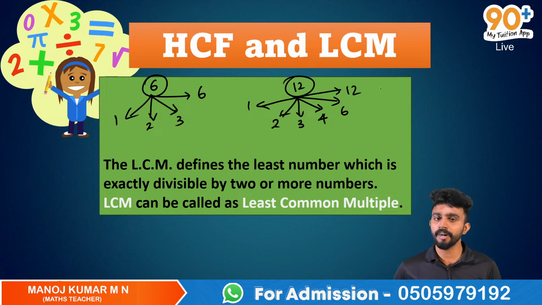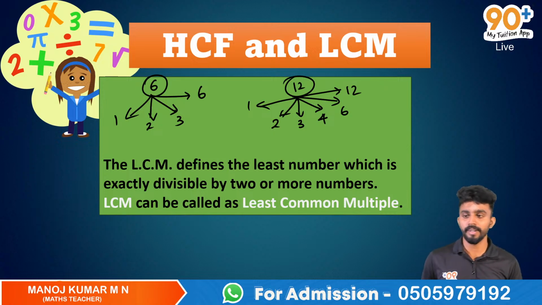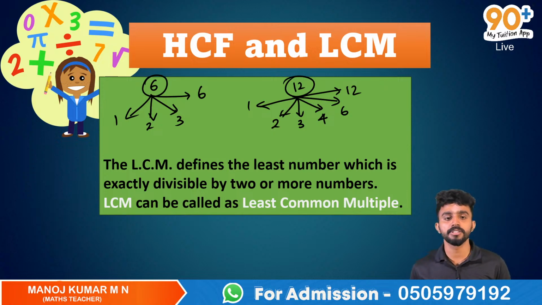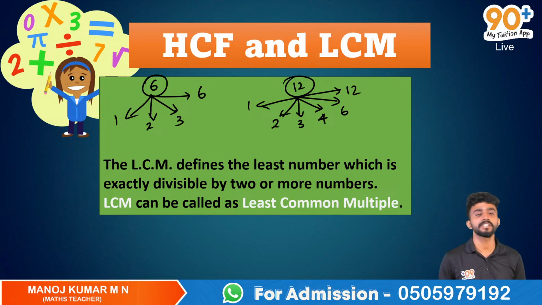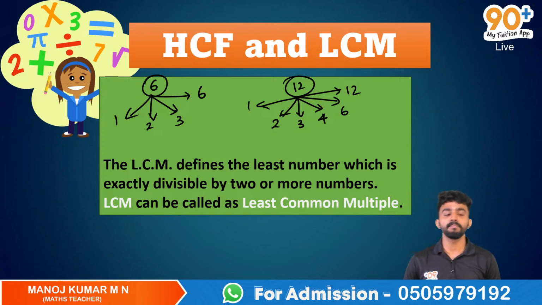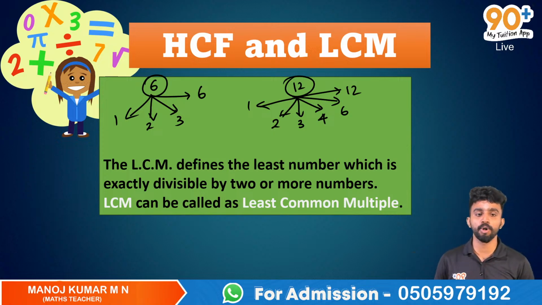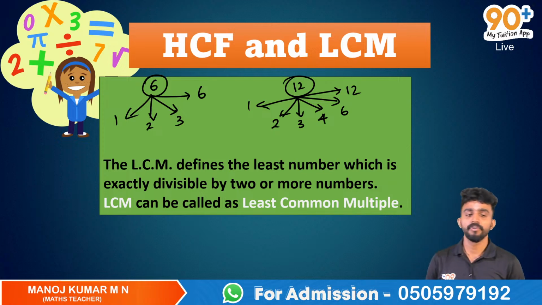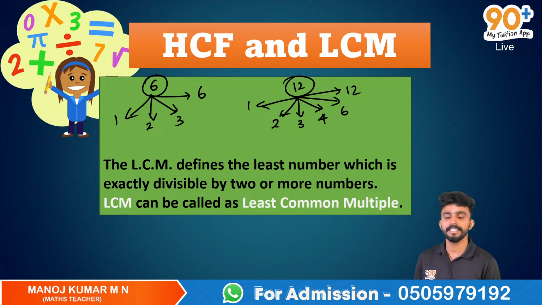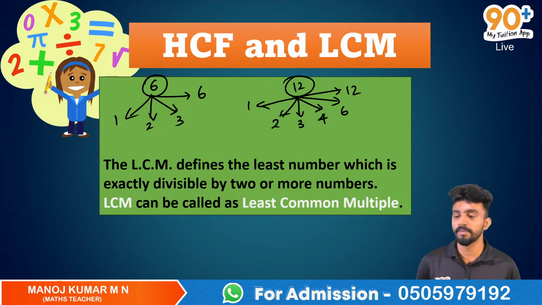12 divided by 12 is 1. 12 divided by 1 is 12. 12 divided by 2 is 6. 12 divided by 3 is 4. 12 divided by 4 is 3. 12 divided by 6 is 2. It goes like that. So over here, when you consider the number 6 and number 12, which number is the least common multiple, the lowest common multiple when we compare for both 6 and 12? Which number is the least number which is a common multiple of both?